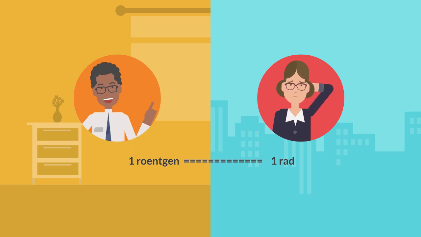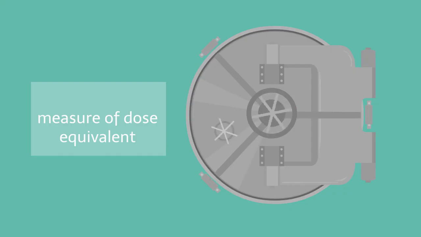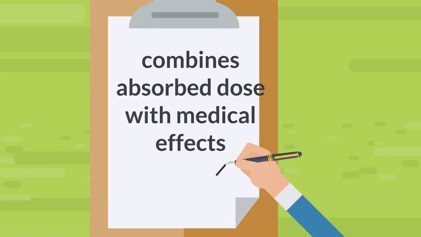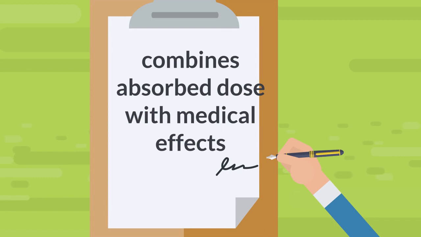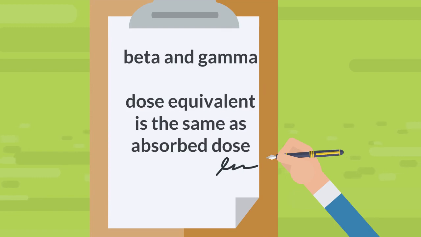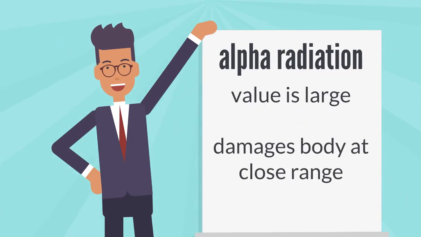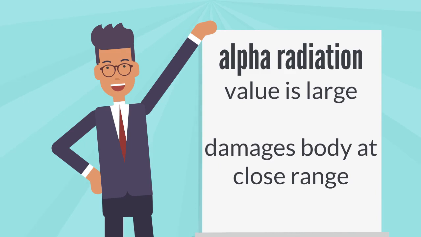this isn't a particularly useful value in itself. The most important unit for our purposes is the sievert, which is a measure of the dose equivalent. This combines the absorbed dose with the medical effects of that type of radiation. For beta and gamma radiation, the dose equivalent is the same as the absorbed dose. However, for alpha radiation, the value is larger, as it is, at close range, more damaging to the human body.